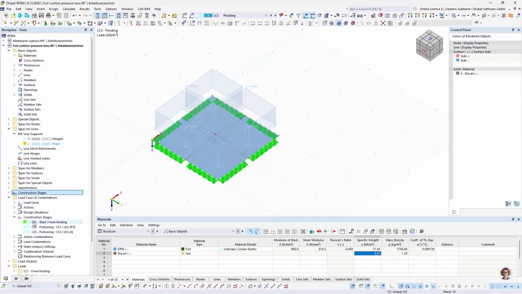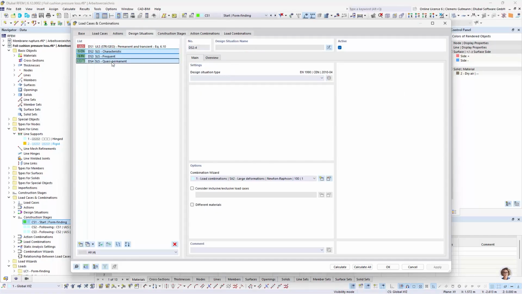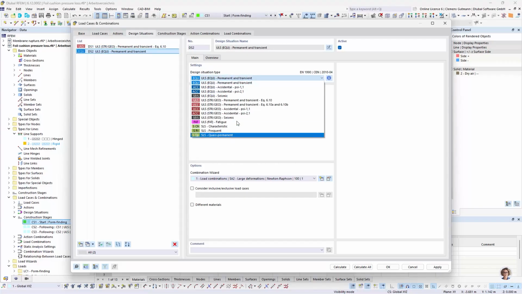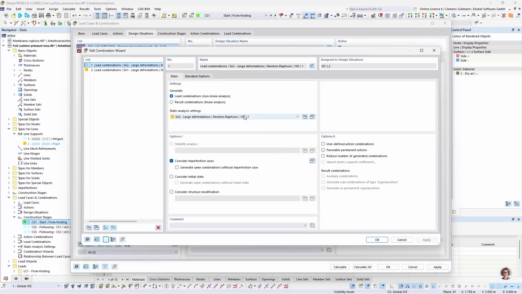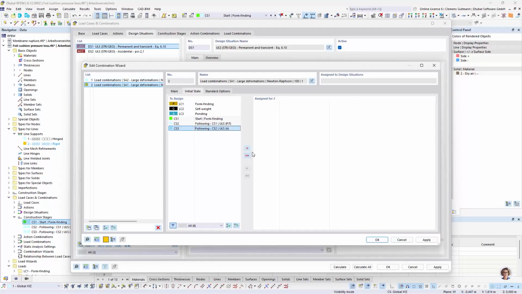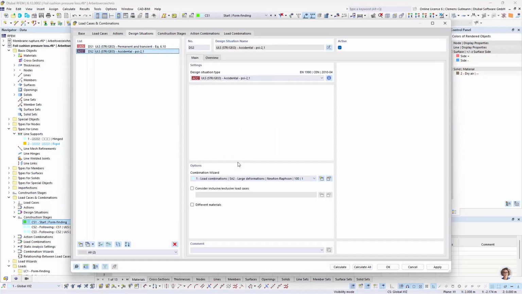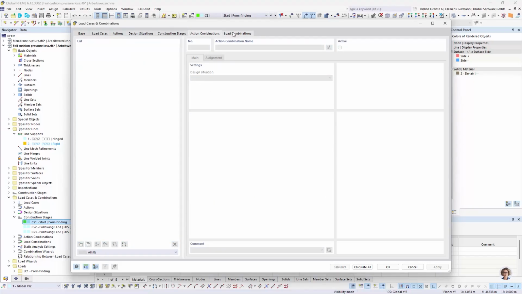Then let's go to the combinations. So here we have our design situation for the permanent transient, and then we have a new one also for the accidental loads, and for the ULS PT, we'll need the initial state for that, and this is for the other one, initial state here, and assign the combination wizard and take a look at the combinations.